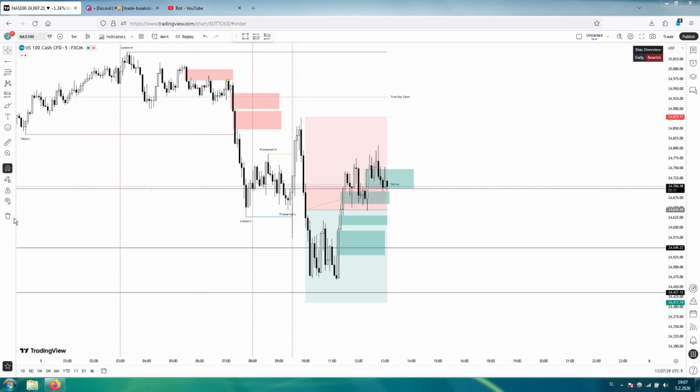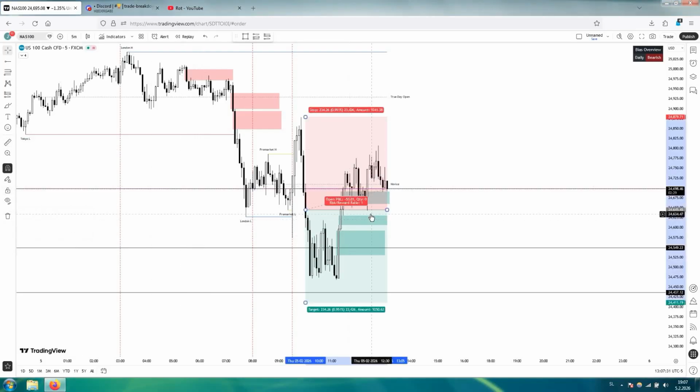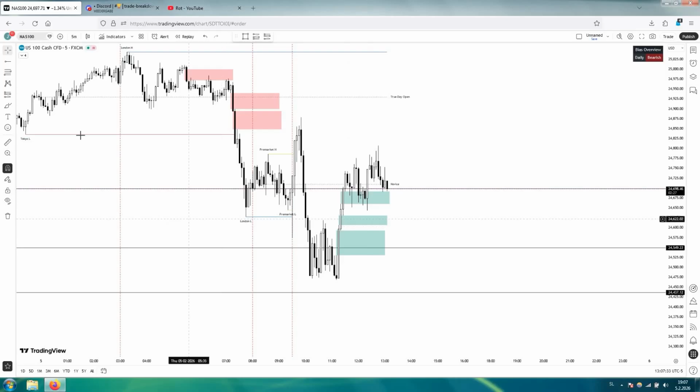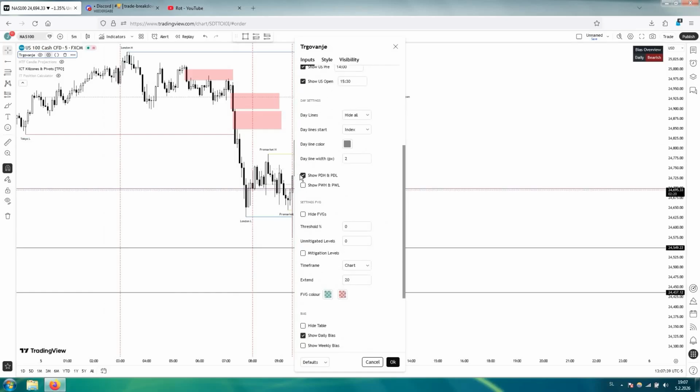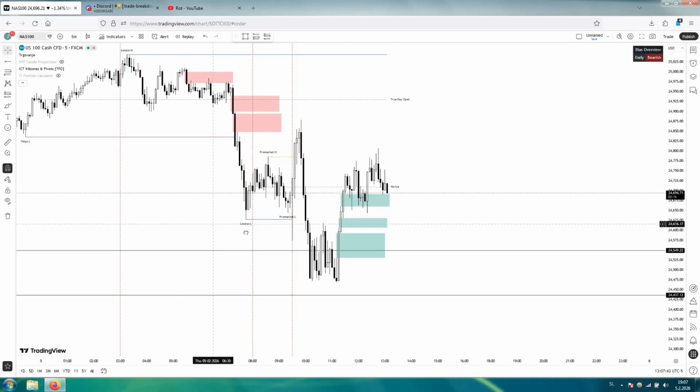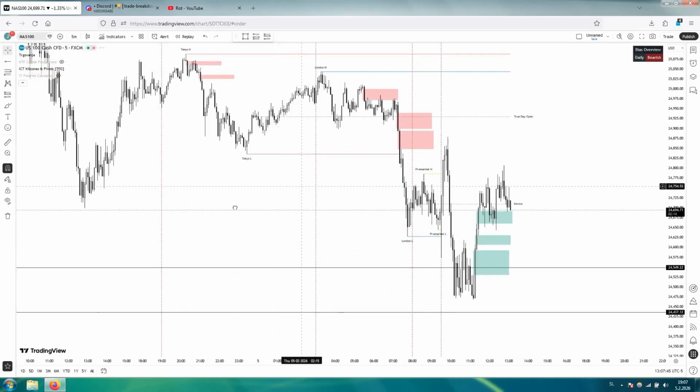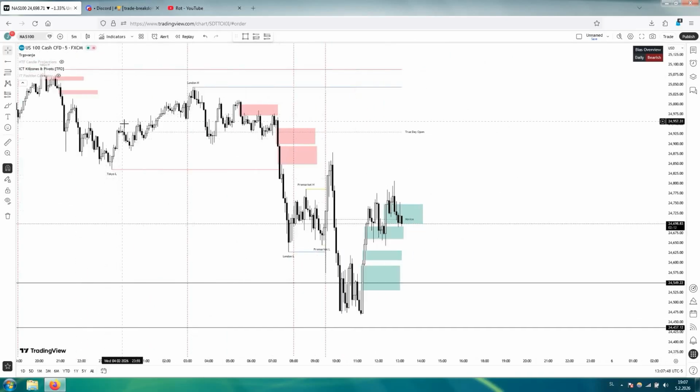First, I'm going to delete the trade, and then I want to focus your attention on something else. Wait, let me hide that. As you can see, since the day open, we made a high and then the price just started to collapse.